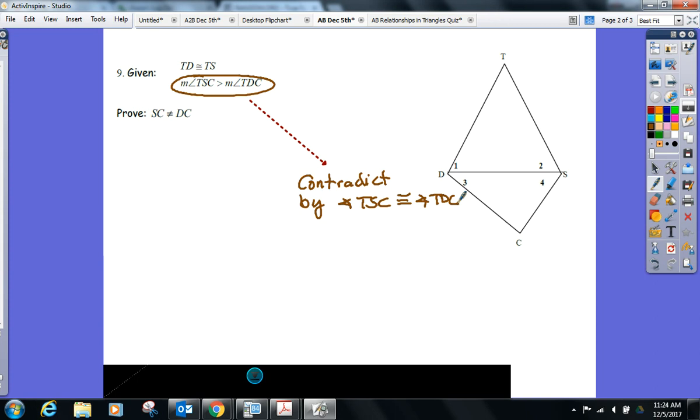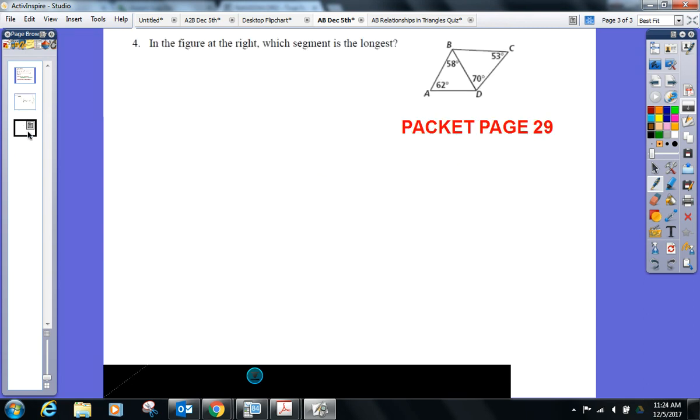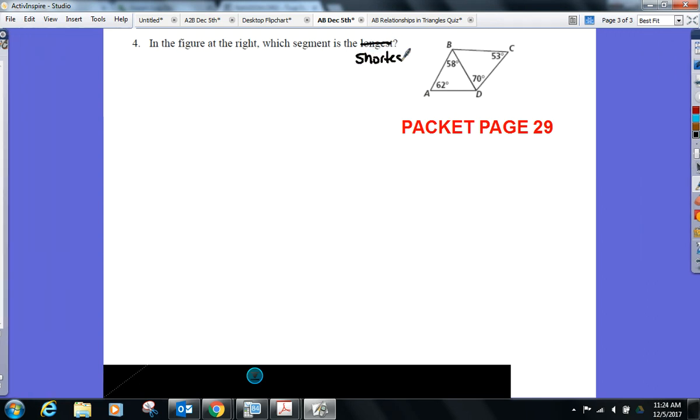Okay, I'm going to go way back into your packet because I don't know if you guys remember or not. One day, the bell cut me off right before we were going to answer this question. Packet page 29. Which one is, and I changed the directions, the shortest? Okay, which segment is the shortest? And I never finished it. And I want to make sure I finish this one because you're going to see a couple more review questions on this in your packet today.